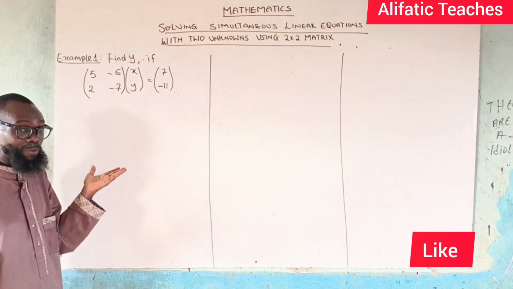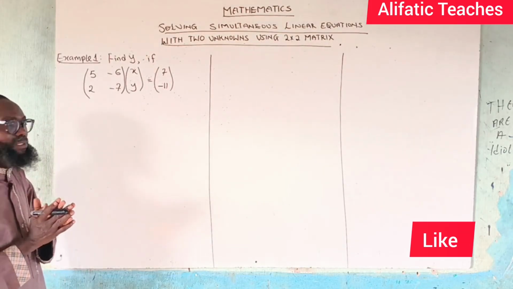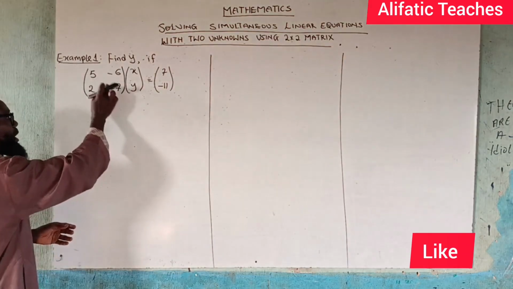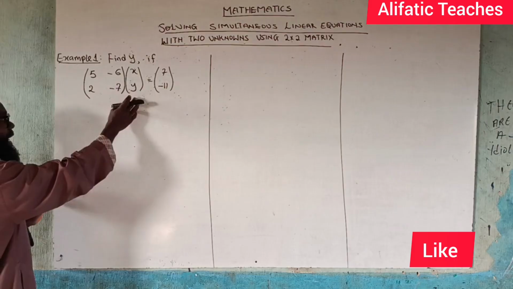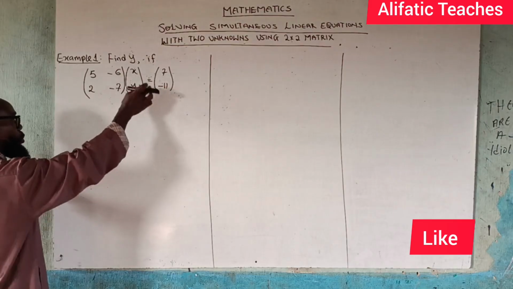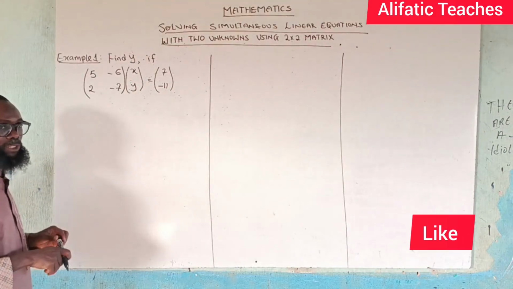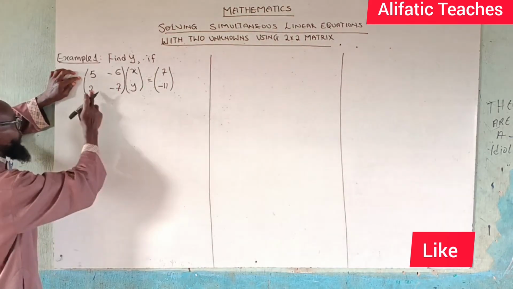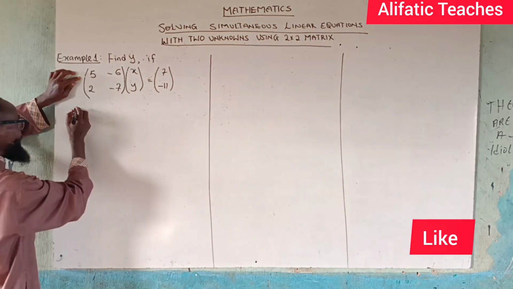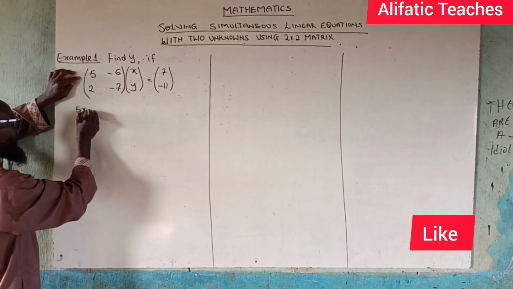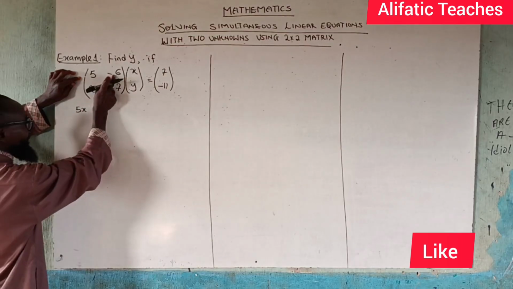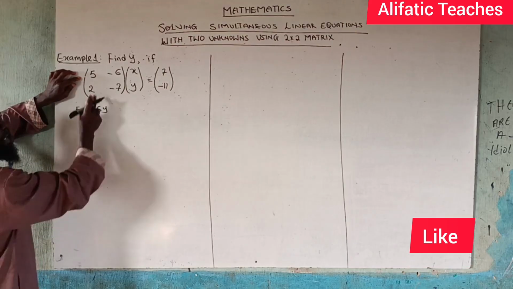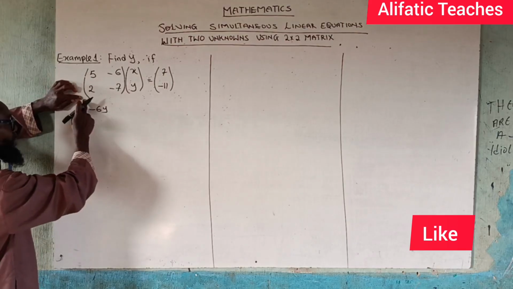And don't forget the way we multiply matrix by matrix. This is a 2 by 2 matrix, 2 rows and 2 columns. So multiply a 2 by 1 matrix, 2 rows and 1 column. So let's multiply. First row, we multiply first column. 5 times x, I have 5x. Then plus minus 6 times y, minus 6y. I'm done with first row. Go on to the second row.